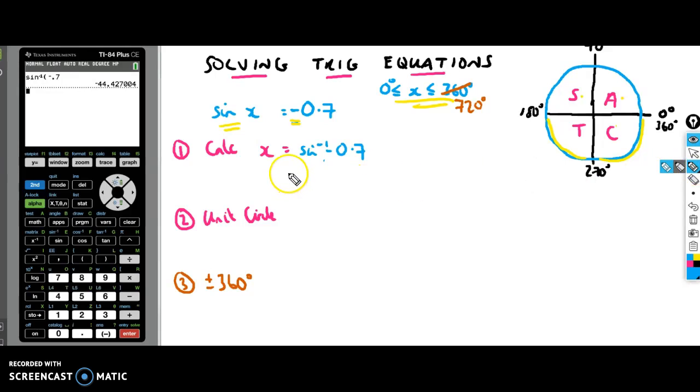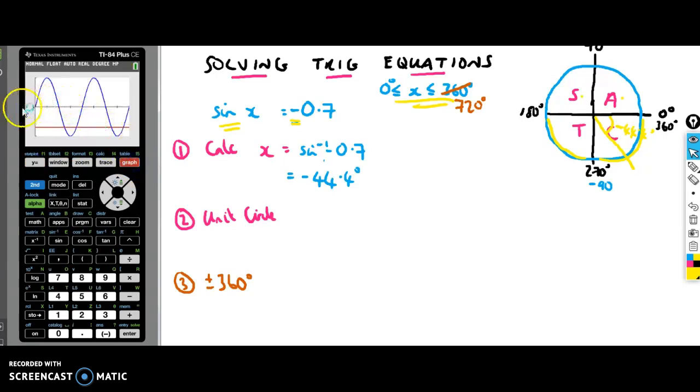Interestingly, this time it gives us a negative answer. Why is that? Well, we are coming backwards on the unit circle. Don't forget, if this is 0, and we go round 90, 180, 270, 360, we can go backwards. 270, 180, 90, 0, minus 90. So minus 44.4 is in here. There it is there. Minus 44.4 degrees. And again, if we looked at the graph, that would be correct. Sorry, it would be just off over here, down over here.